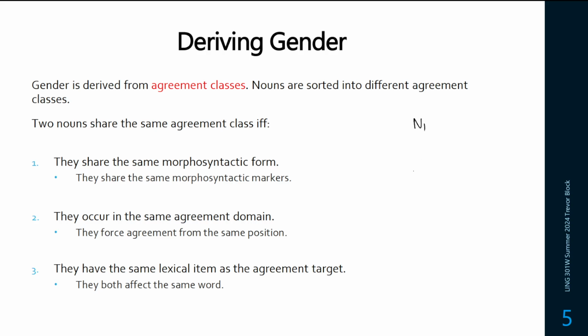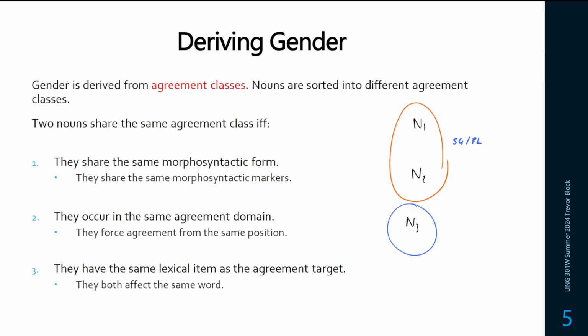So let's say we have three nouns, noun one, noun two, noun three. Maybe noun one and noun two behave a certain way together when controlling other words, and then noun three is different. So maybe there's two agreement classes. But here's the general requirements for agreement classes. Two nouns will share the same morphosyntactic markers. This means that we would take a look at, say, singular and plural and see how they interact and behave with each other.